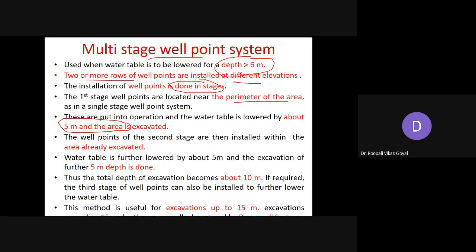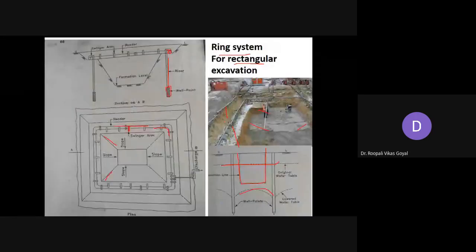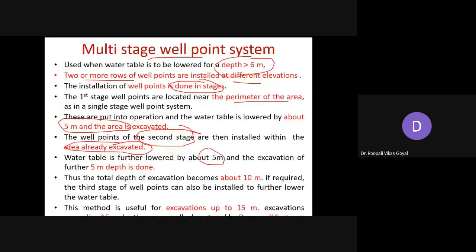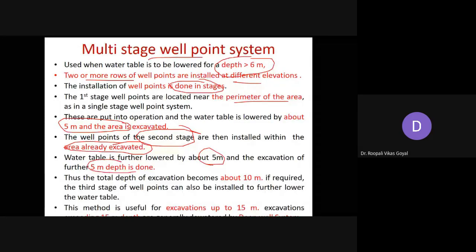So you have to install the second stage within the area which you have already excavated. So within the already excavated area, you have to install the second stage. Here in this figure you can see the already excavated area, and in it you have installed the second stage. Okay. So that is the second stage. So the water table is further lowered. Again you are lowering by another 5 meter, and excavation of a further 5 meter depth is to be done. You have started the second 5 meter excavation. Now the total depth of excavation becomes 10 meter.